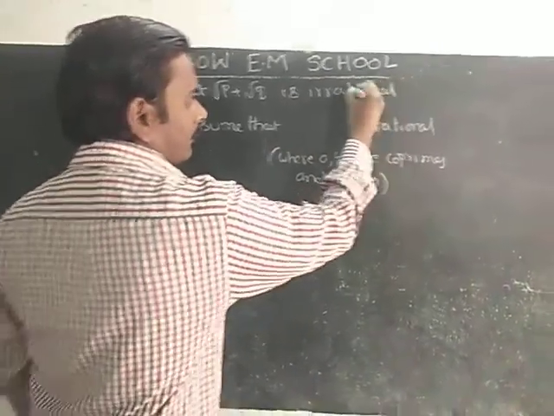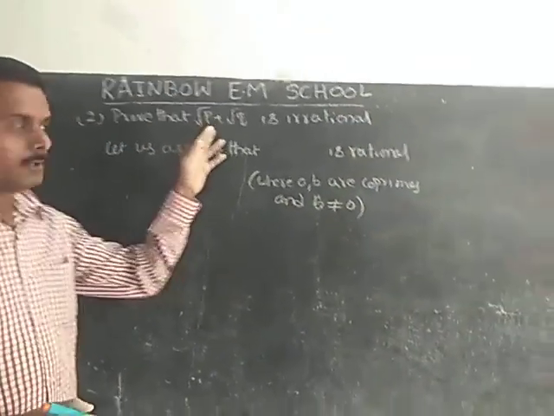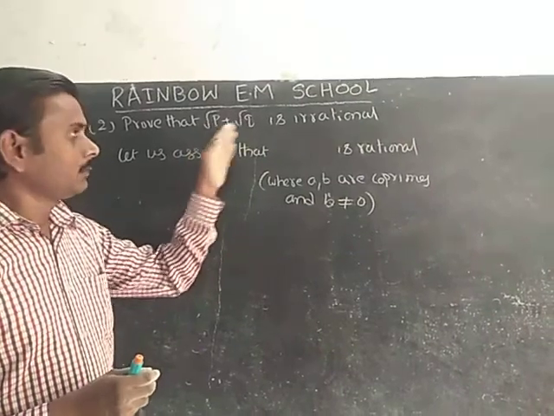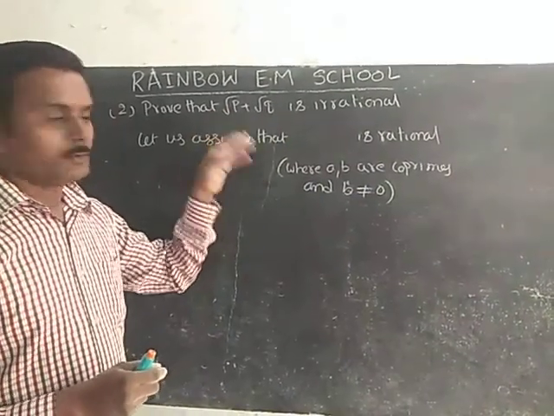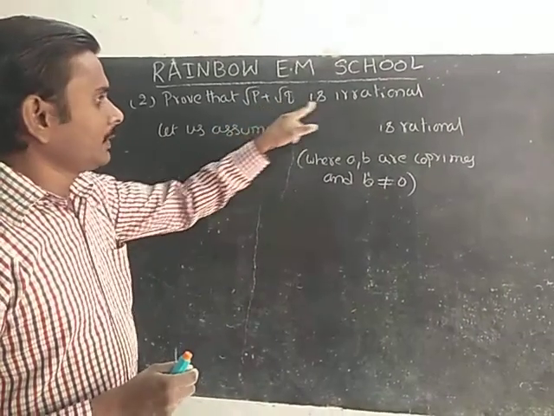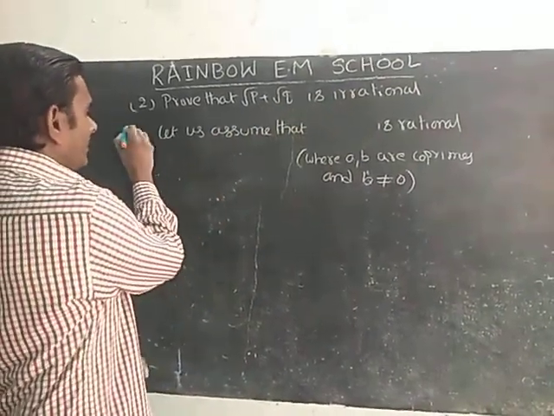In exercise 1.4, we have another sum, the second one. Up to now we had numbers, but here variables are given instead of numbers. We have to prove this is irrational: prove that root p plus root q is irrational. Okay, solution.